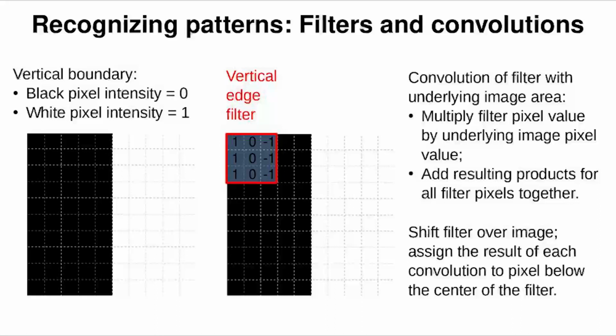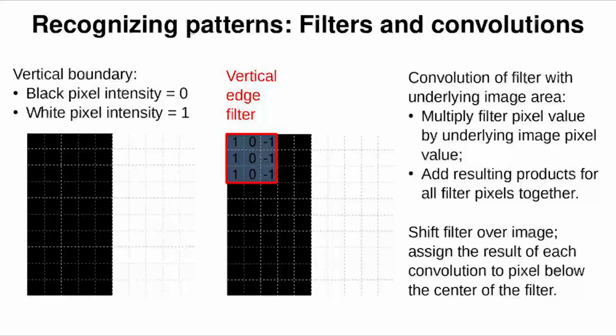Consider an image that consists of a black field on the left and a white field on the right, separated by a vertical boundary. On the slide, each square of the grid overlaid onto this image represents a single pixel. Assume that we have scaled the intensities of individual pixels so that a black pixel has an intensity value of 0 and a white pixel has an intensity value of 1. Now let's create a filter with a size of 3 by 3 pixels, shown by the red box, and overlay it onto the top left corner of the image.